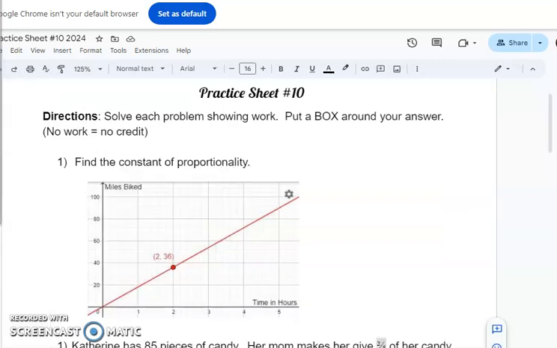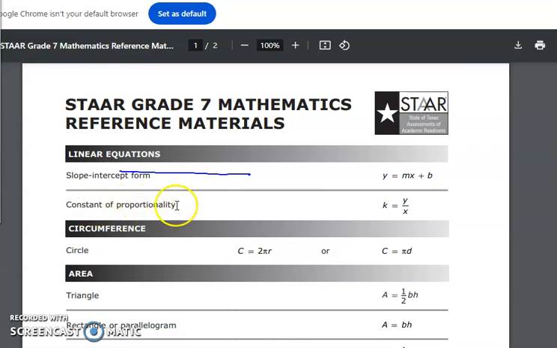We are working on practice sheet number 10 today. So number 1 says find the constant of proportionality. We have been doing this over and over and over. Constant of proportionality. And we are still missing it. It's right here, guys. K equals y over x.